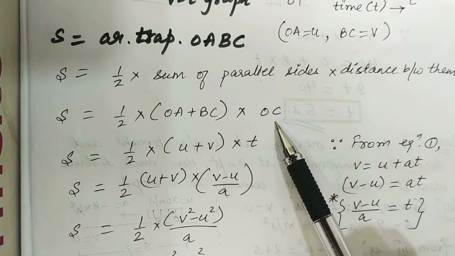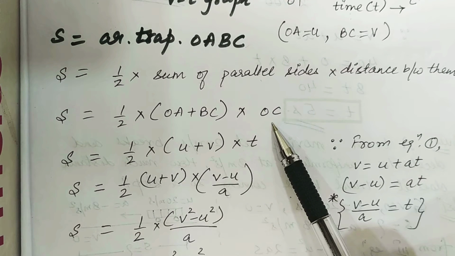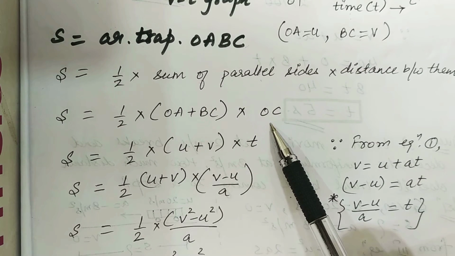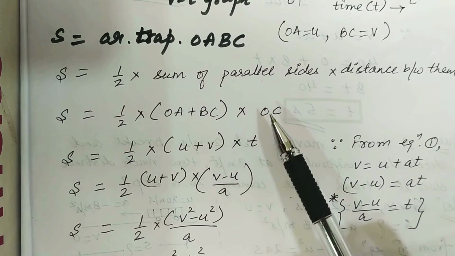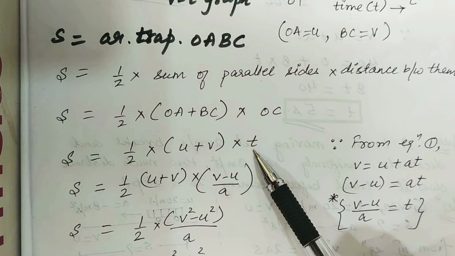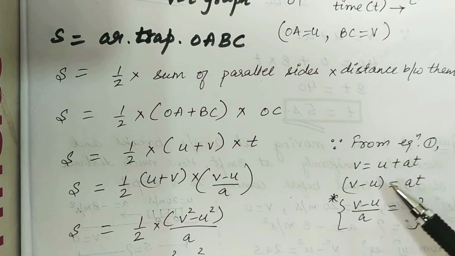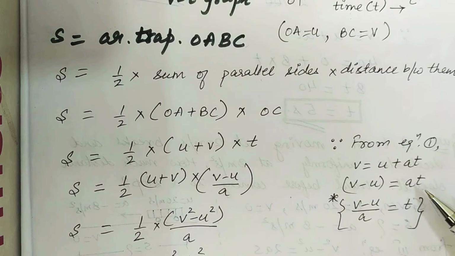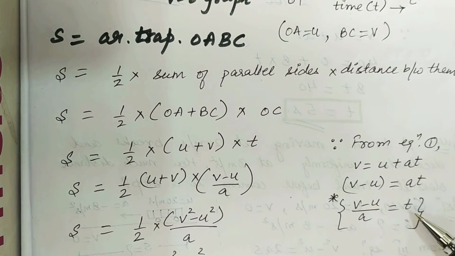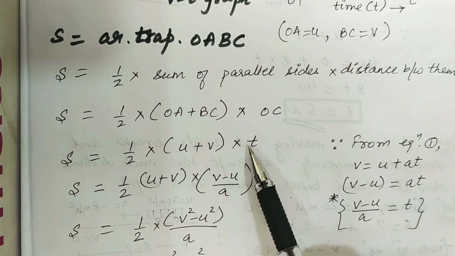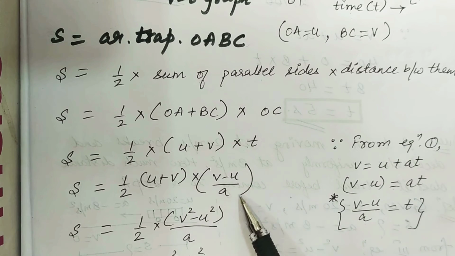You can refer to the same diagram we used for the first and second equations. In all three graphical representations, the same diagram would follow. So putting the values, OA as u, BC final velocity as v, and the distance OC as T. Right? So from equation 1, v is equal to u plus at. So v minus u could be written as at, and T could be written as v minus u upon a. Putting this value of T over here, this becomes half into u plus v into T. T could be replaced by v minus u upon a.